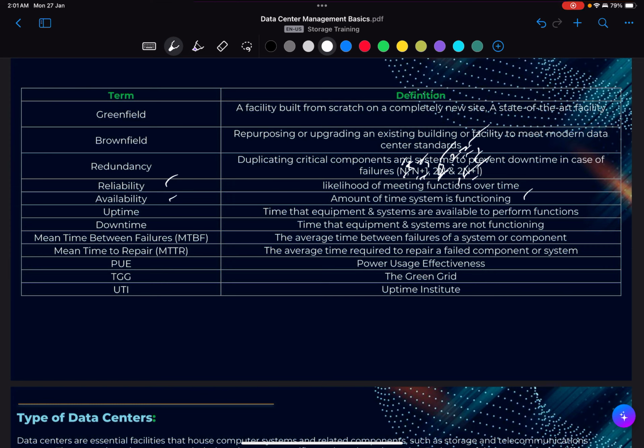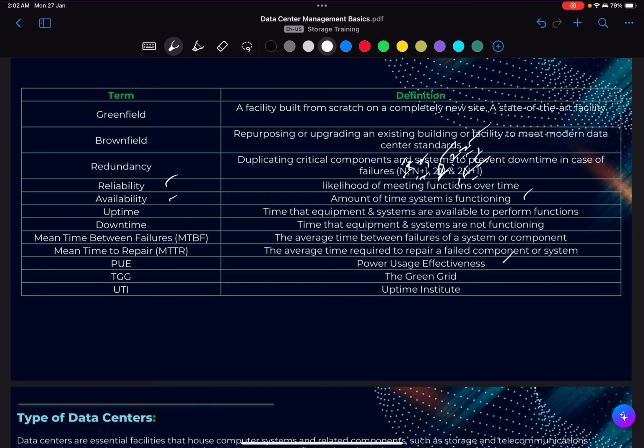Then power usage effectiveness. How can we make the power usage effective? We definitely need efficiency in every way, so any kind of efficiency will come under the PUE.